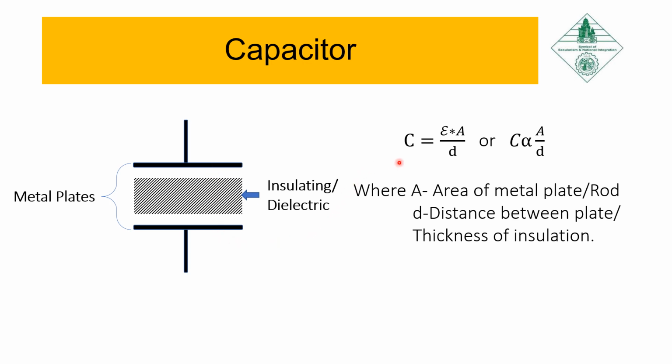And its value is given by C is equal to epsilon into A divided by D, where epsilon is permittivity of insulating or dielectric material, A is area of the plate, and D is the distance between the plates or thickness of insulation.